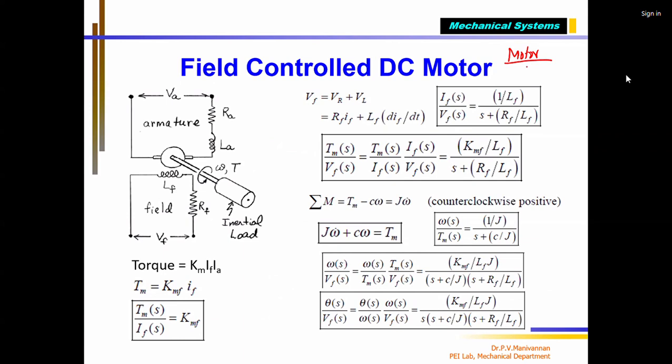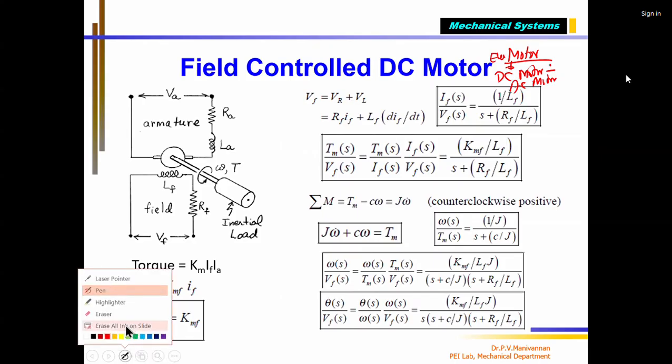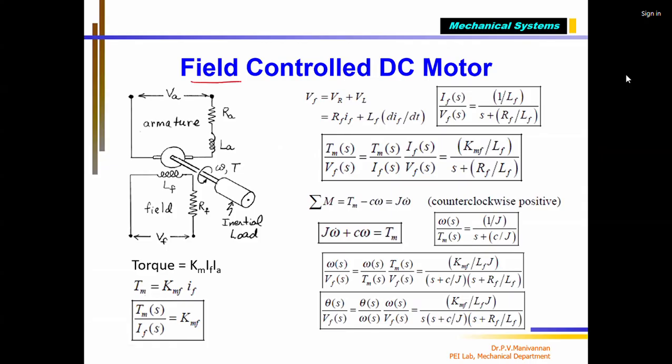If I talk about motors, that is the electrical motor. In electrical motors, I can classify them as DC motors and AC motors. Right now, we are going to talk about the DC motor, which is an actuator. There are two types of DC motors available. One is called the field control DC motor. The other one is called the armature control DC motor.